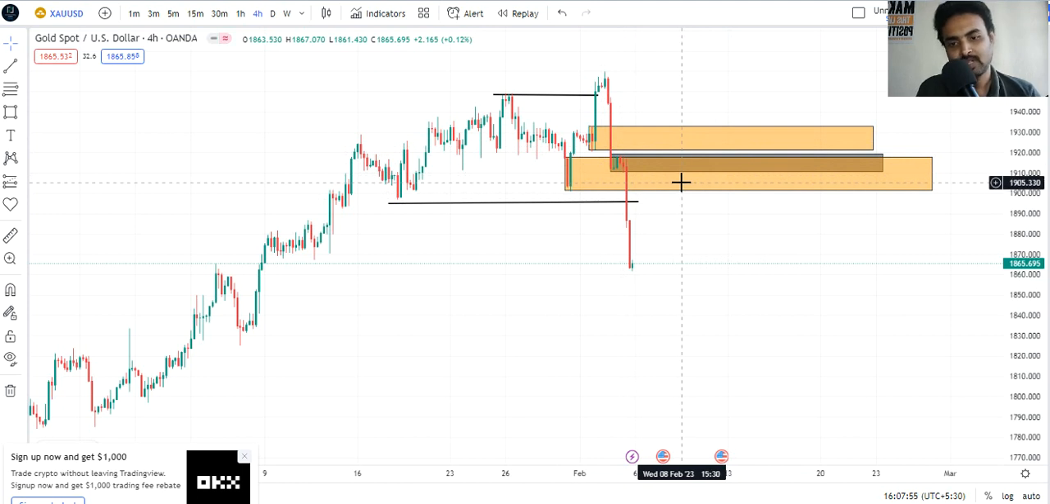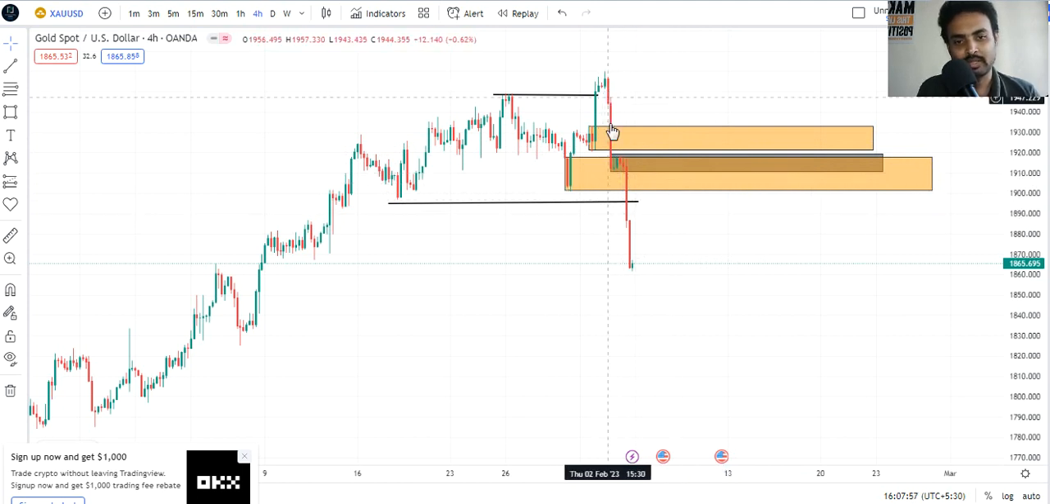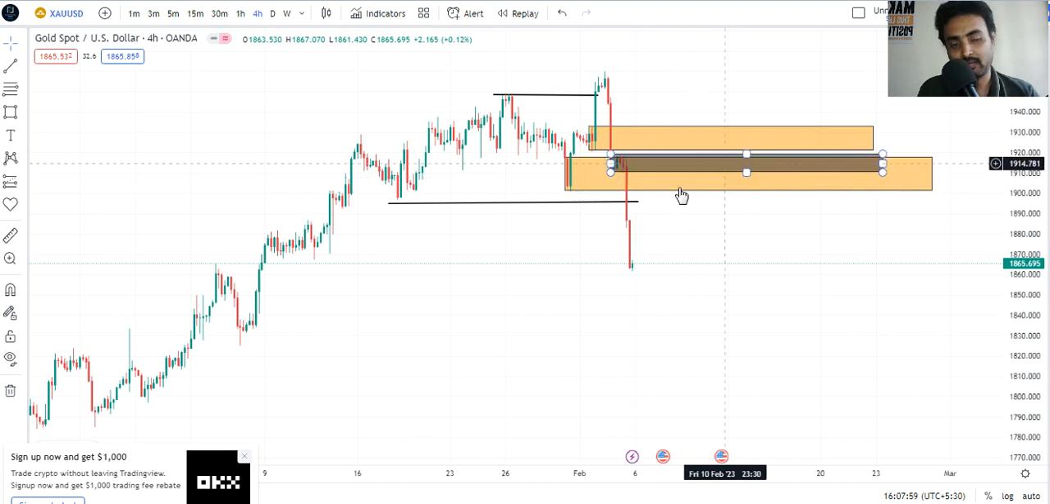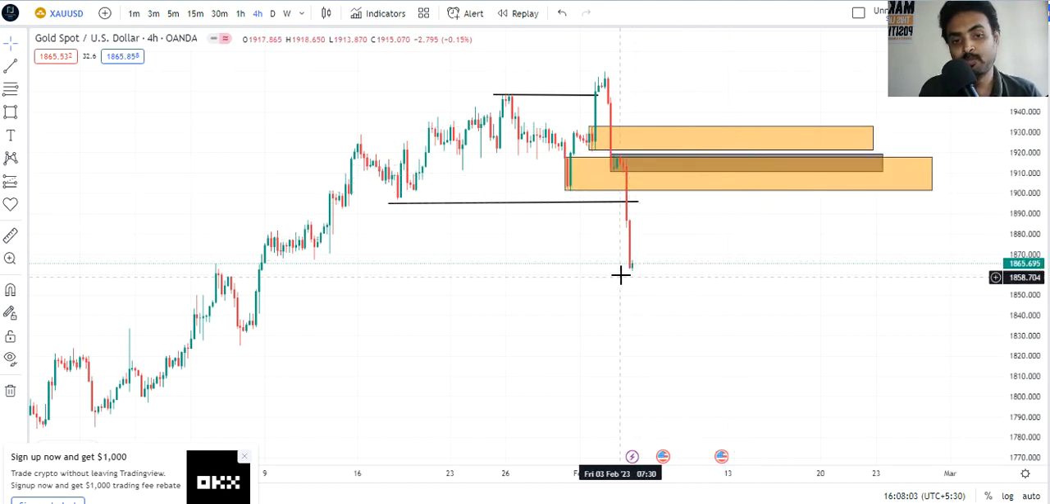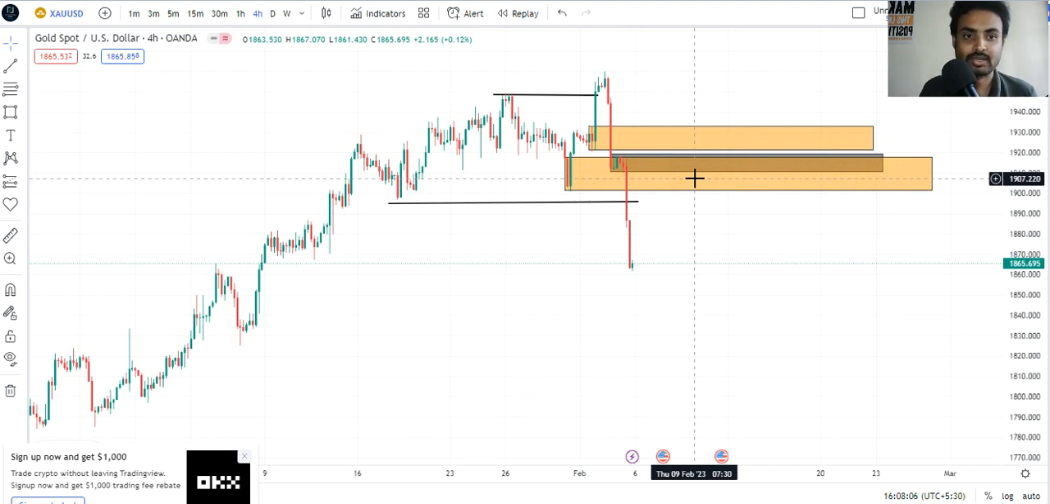However, it is a very long way, right? So it has to come up, and after that only you will be selling. Either this up movement will happen in the Japanese session or the Asian session.